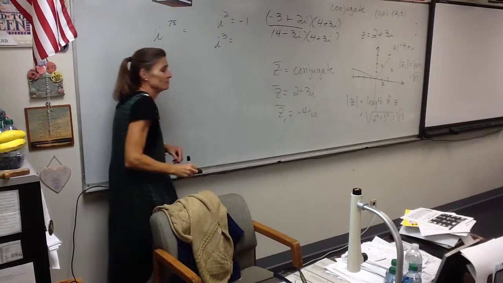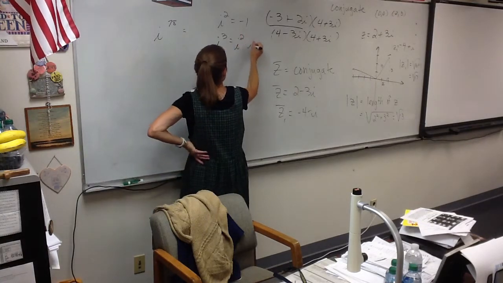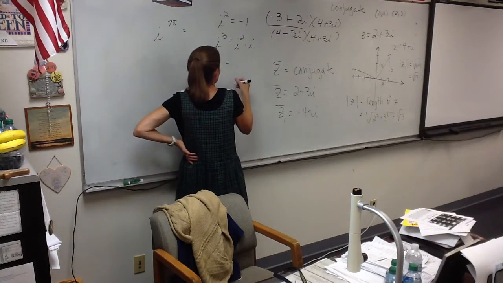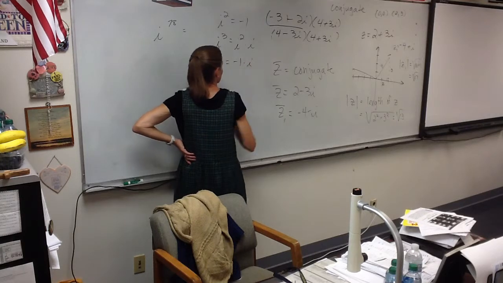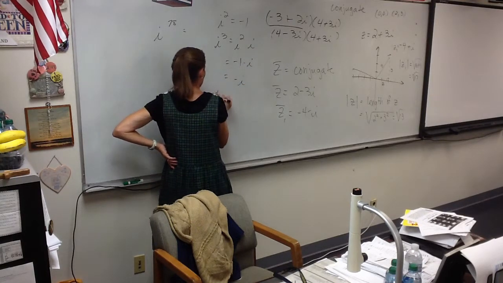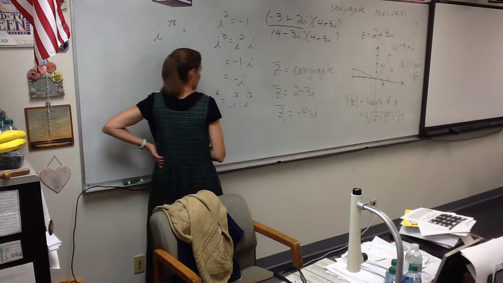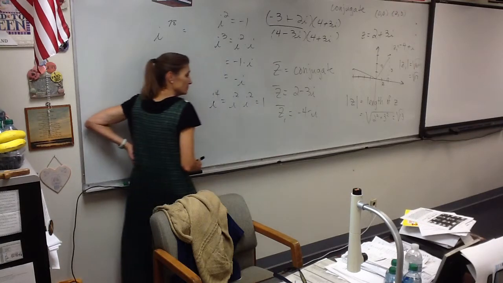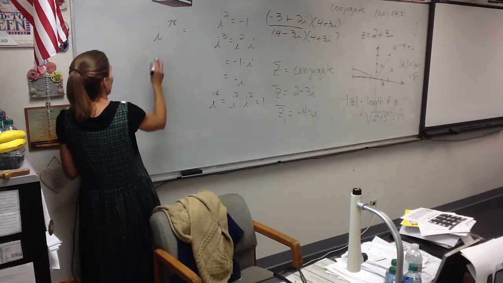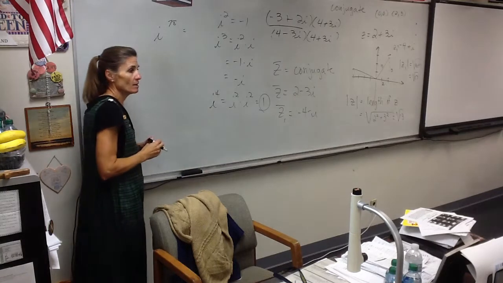What about i cubed? Be careful. i cubed would be i squared times i. And what's i squared? Negative 1. So what's i cubed? Negative i. Let's look at i to the 4th. That would be i squared times i squared, wouldn't it? That's 1? Yeah. So wait a second. Every time I have 4 i's, they just become a 1.